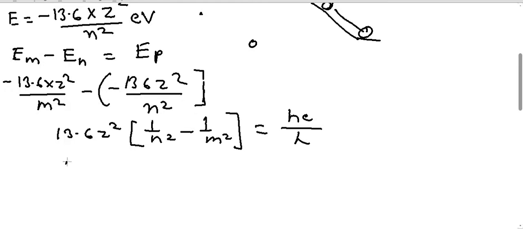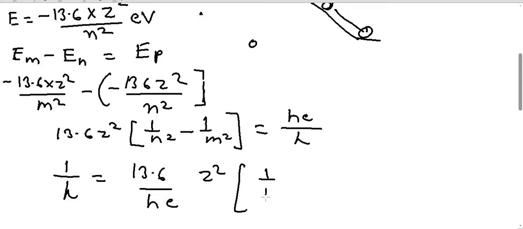So here, 1 by lambda is equal to 13.6 divided by hc, into Z square, 1 by n square minus 1 by m square. And suppose it is a hydrogen atom. If it is a hydrogen atom, then Z is equal to 1, then this term will vanish, correct? So we will have 1 by lambda is equal to 13.6 divided by h into c.